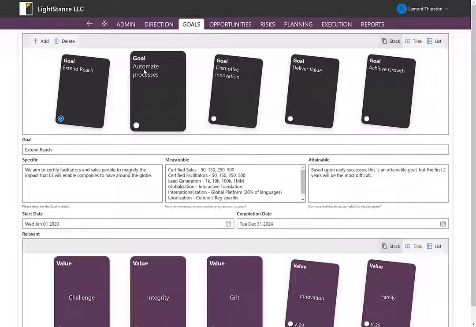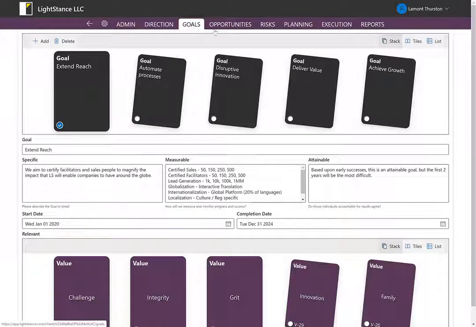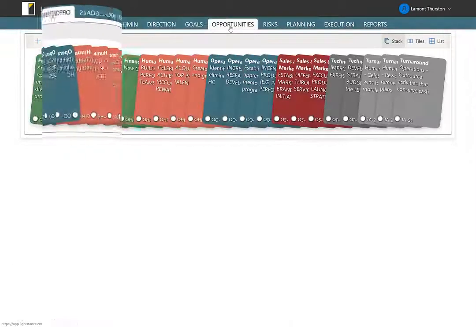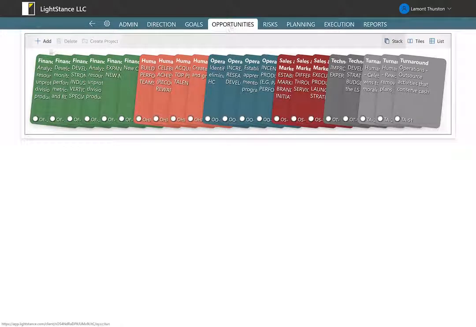So we've established now which direction we want to be headed in, how we want to be operating as human beings with our core values, what our top 5 goals are, and then what are the opportunities that support those goals.